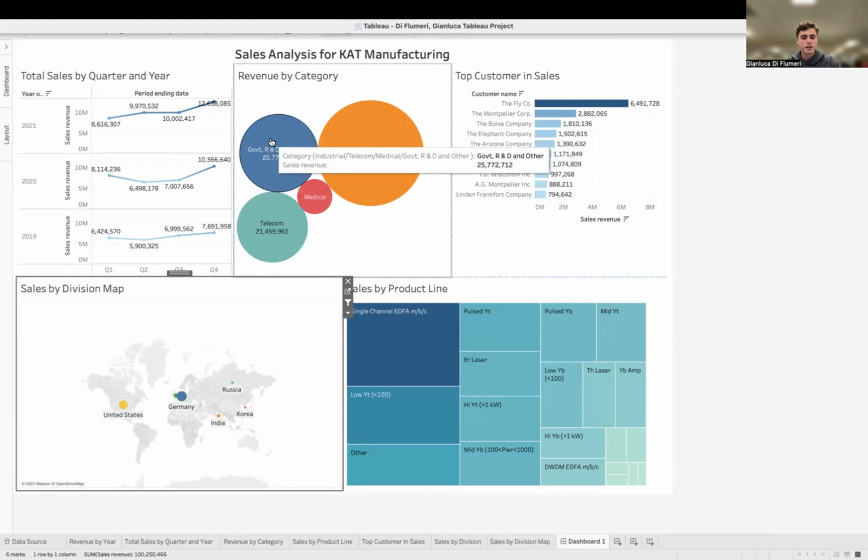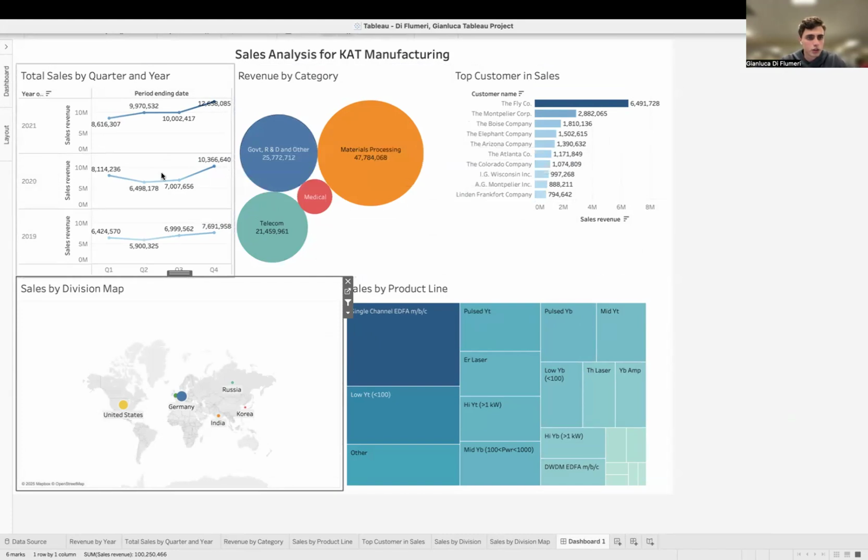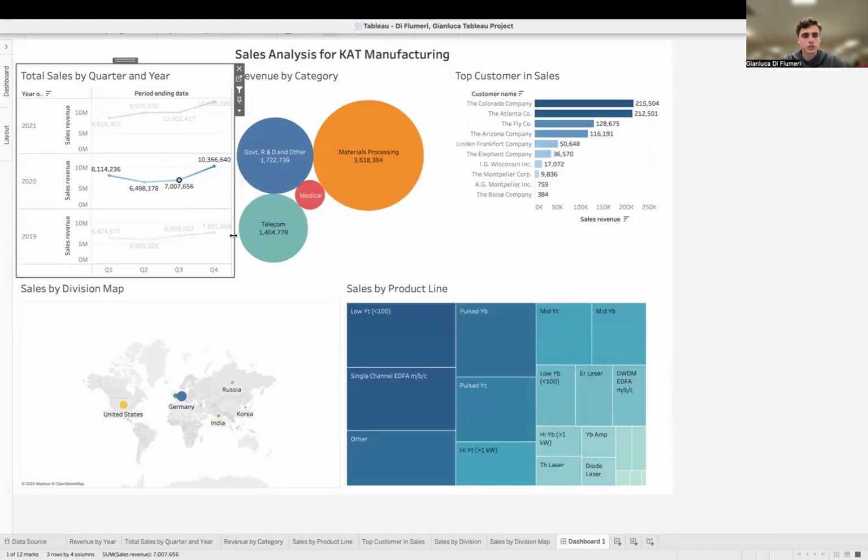Let's start with the first question. What were the total sales revenue for the third quarter of 2020? So for the third quarter in 2020, the sales revenue were 7,656. Second question asks, what were the total sales revenue for the medical category in the second quarter of 2021?